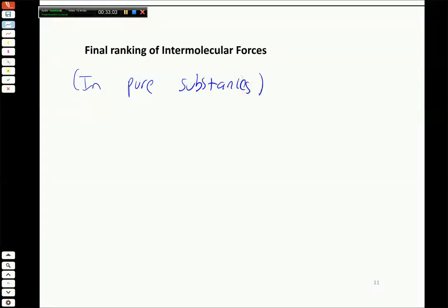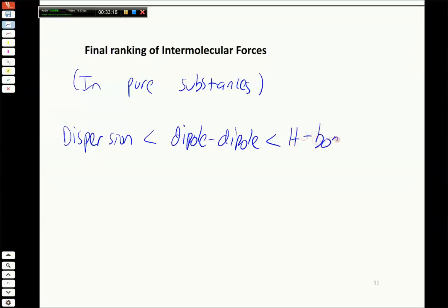So in pure substances, the weakest intermolecular force is the London dispersion force. Dipole-dipole is the intermediate one. And then hydrogen bonding is going to be the strongest intermolecular force. So this is the ranking of those from weakest to strongest.